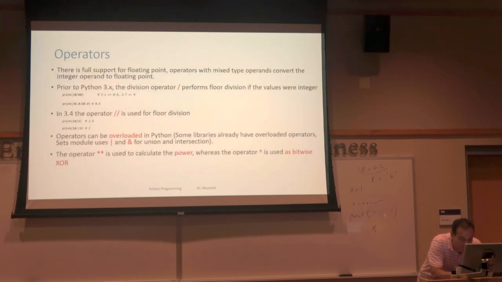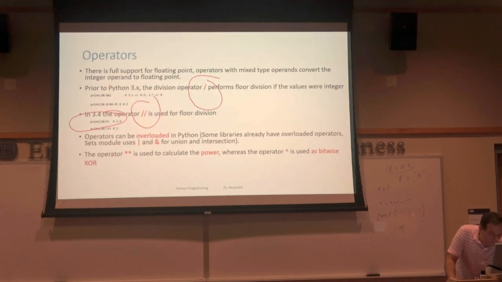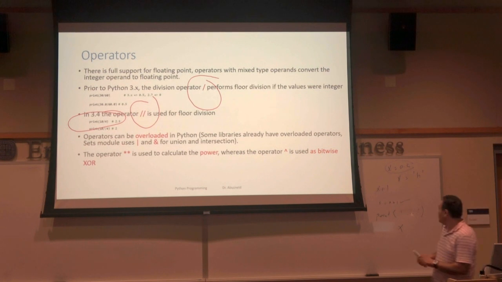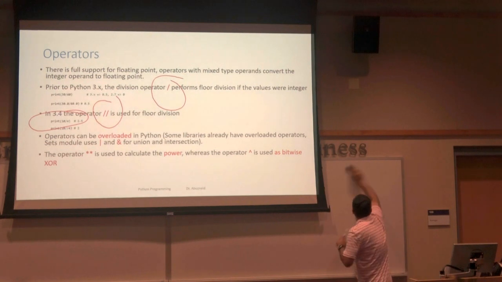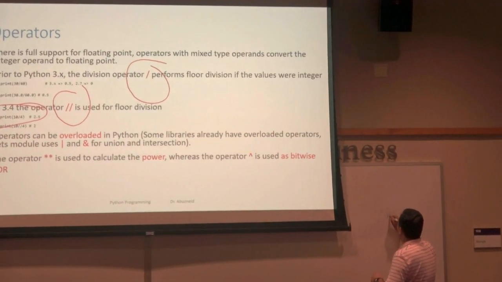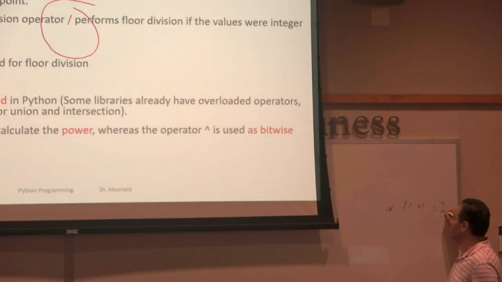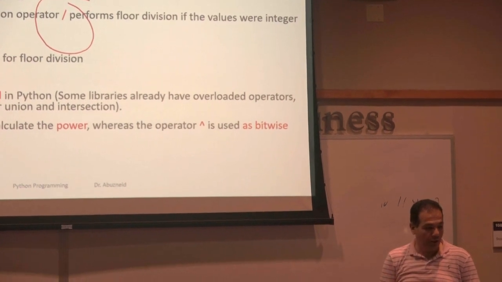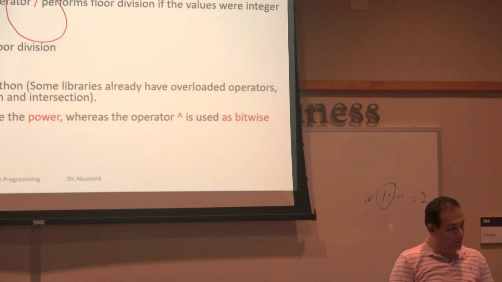This is normal division. And this double-slash is floor division, which gives you the floor number. For example, if you divide 10 by 4, it will give you 2.5, but if you divide 10 by 4 with the double slash, it will give you the floor, which is 2. I did not see this operator in Java. Did anybody see it in C++? I did not.